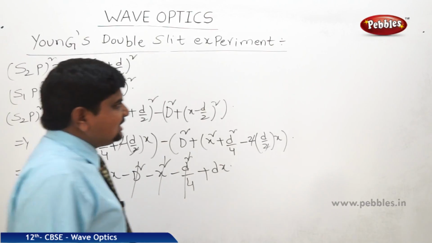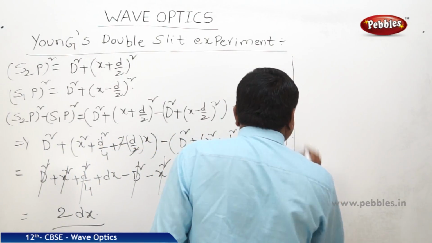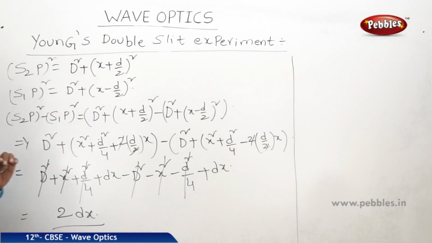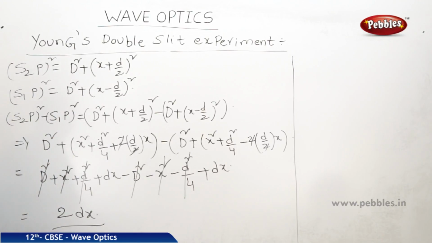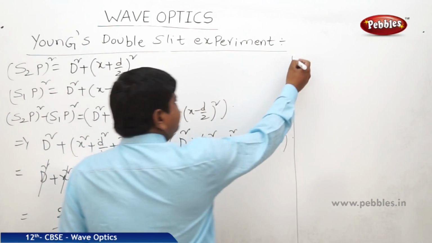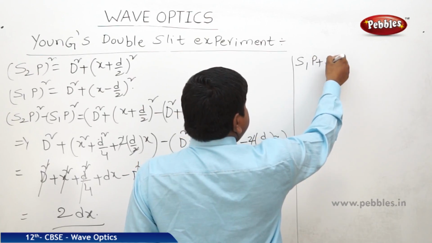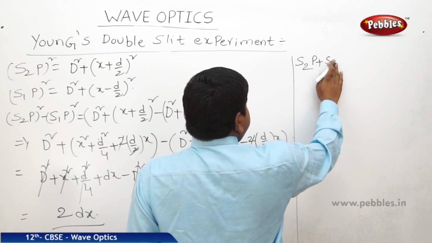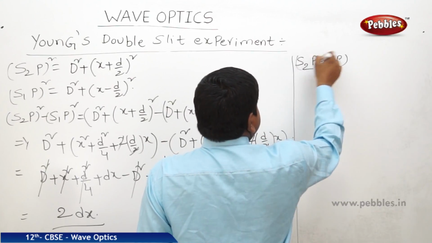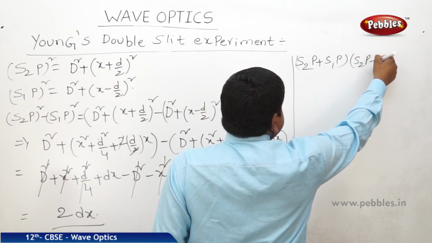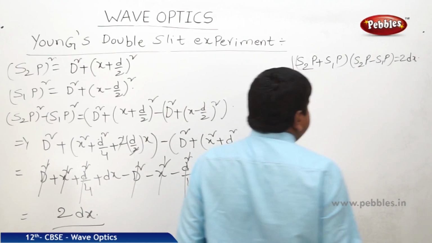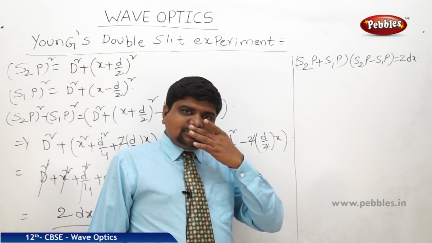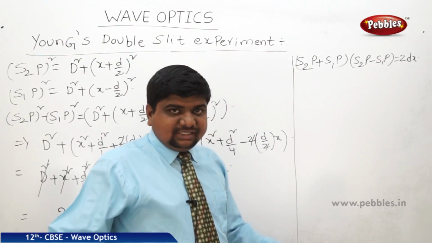But what is the physical significance of this value? We started with S2P whole square minus S1P whole square. It is nothing but A square minus B square. So what is A square minus B square? A plus B into A minus B. So S2P plus S1P into S2P minus S1P is equal to 2dx. So what is this S1P plus S2P? D. S2P minus S1P is also d.